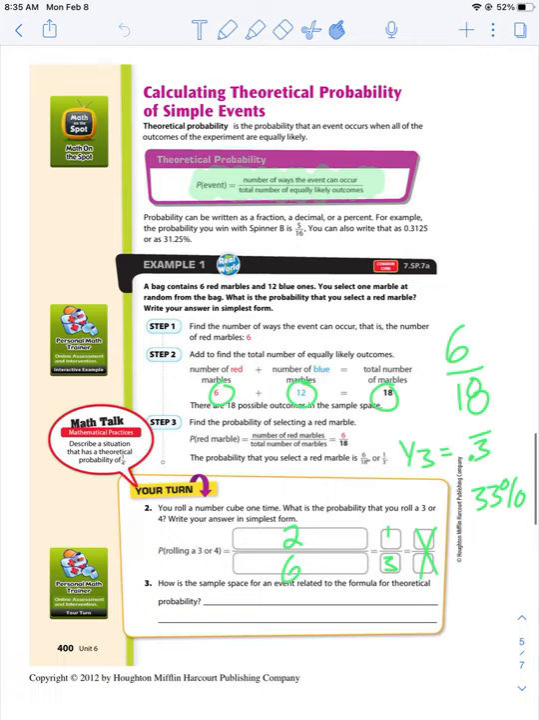And then let's look at number 3 together. How is the sample space for an event related to the formula for the theoretical probability? Well, remember the sample space shows all possible outcomes. So if we count each outcome in the sample space, it will give us the denominator of that fraction. So we need to know the sample space, or the number of possible outcomes, to find the denominator of probability and therefore find probability.